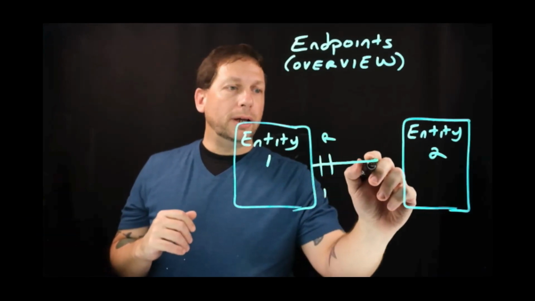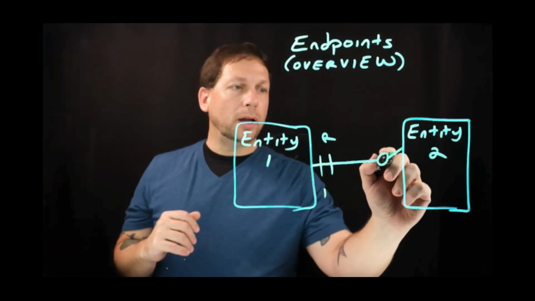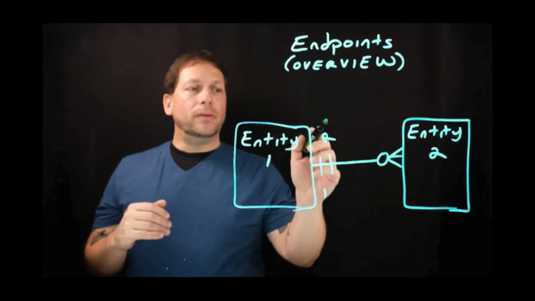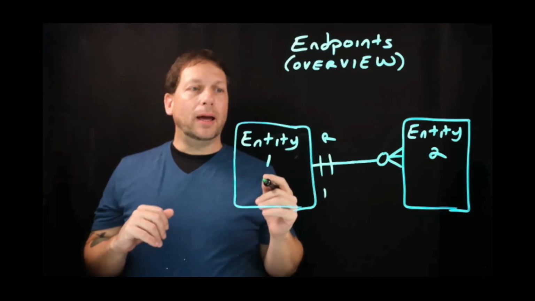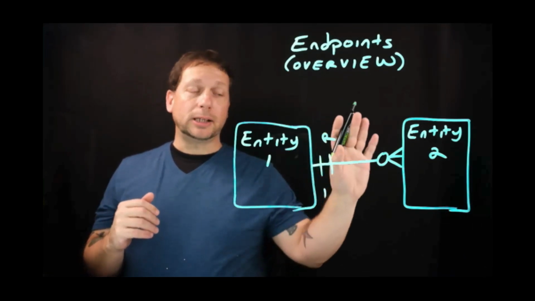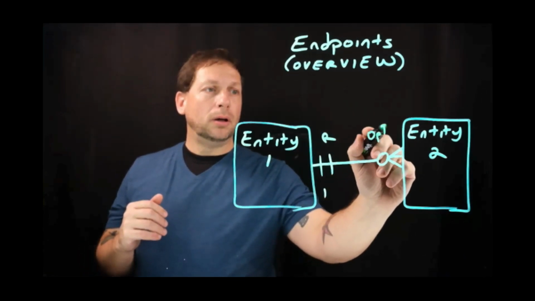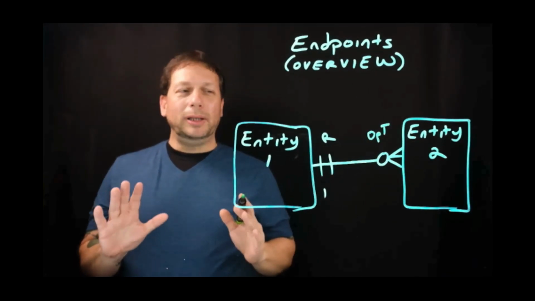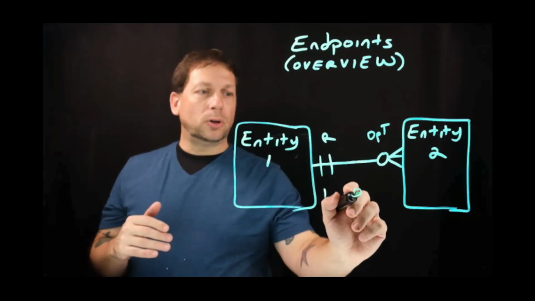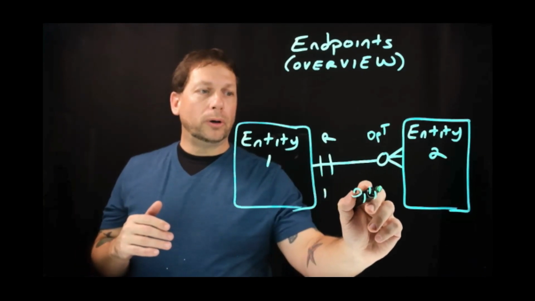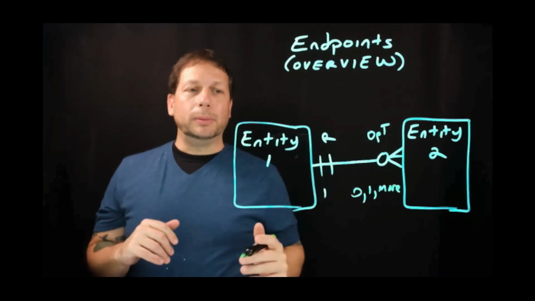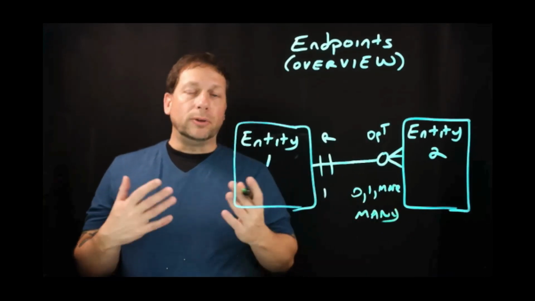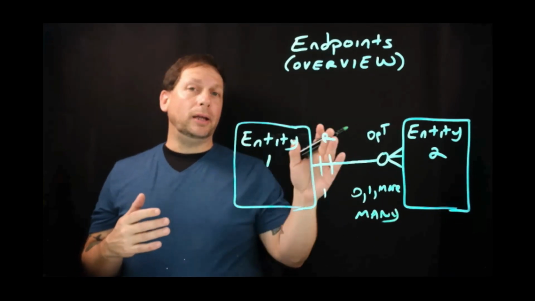Now on the other side, we're going to draw this circle and a crow's foot. And again, this circle means optionality, and it tells us that this entity is actually optional. The crow's foot is our cardinality, and what it means in technical terms is 0, 1, or more. But a lot of people commonly refer to it as many. And so this relationship is called a one-to-many relationship.